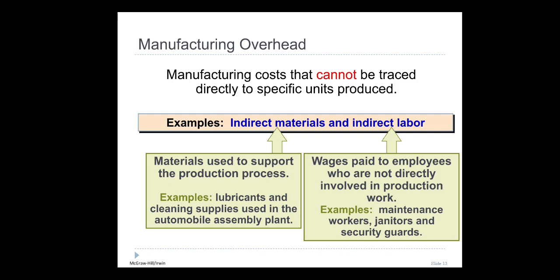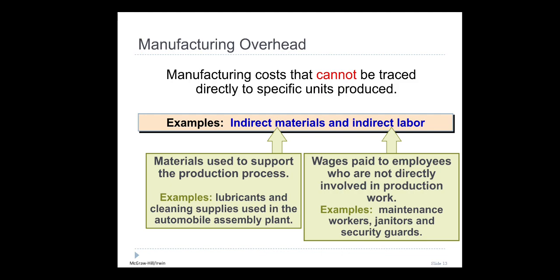The first type is called indirect material. The second type is called indirect labor. The third type of manufacturing overhead cost is called other costs. So, what are indirect materials? Indirect materials are materials used to support the production process. For example, lubricants and cleaning supplies used in the factory.